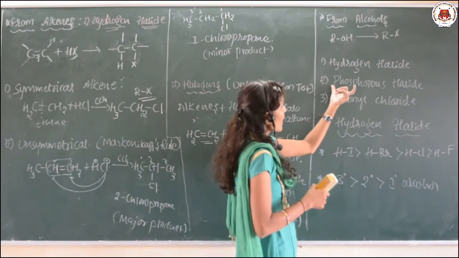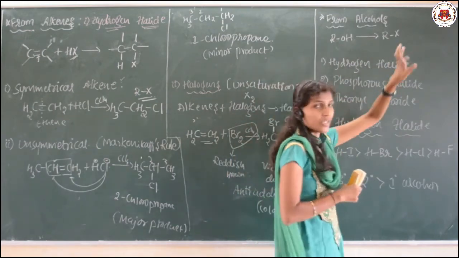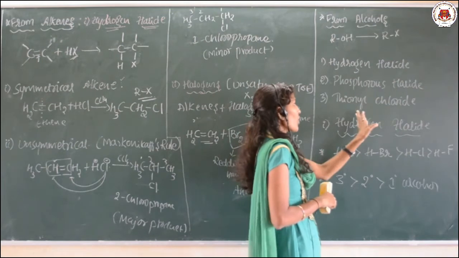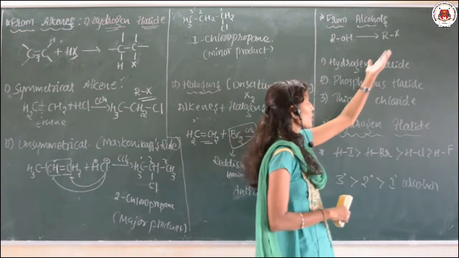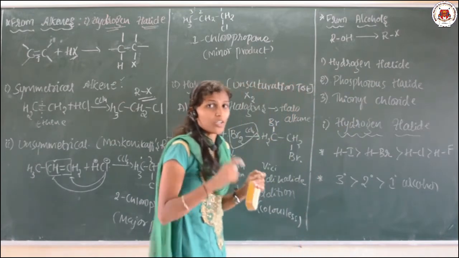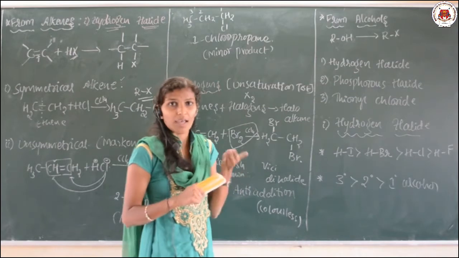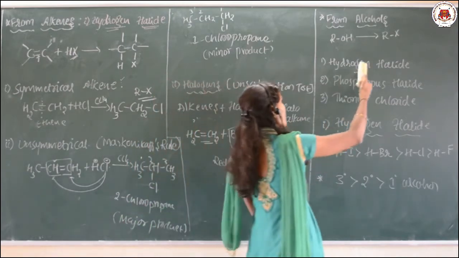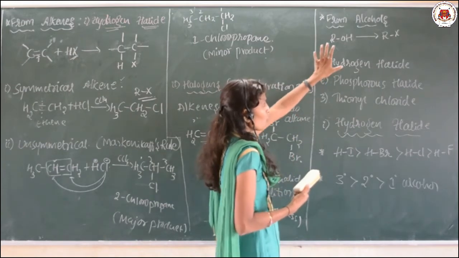Even if I add phosphorus halide to the alcohol, I am going to get the RX type of compound. If I add thionyl chloride to the alcohol, again I am going to get the RX as a product. So from the alcohol we are able to prepare the haloalkane by addition of three different types of reagent. Okay, let me explain one by one.